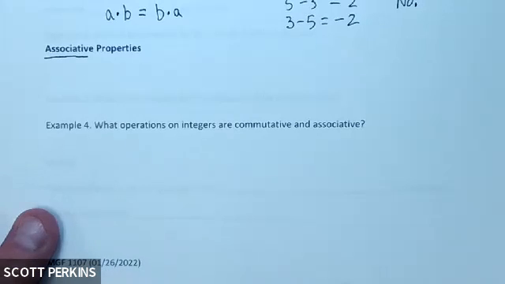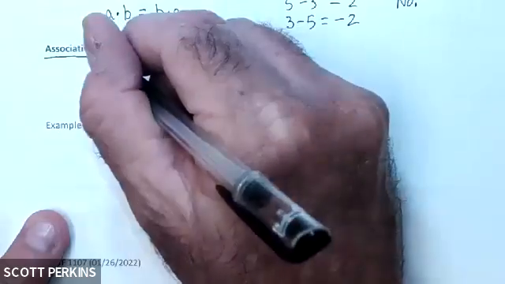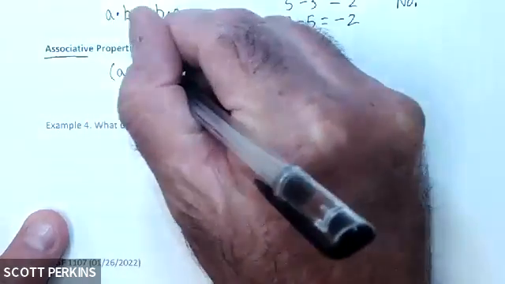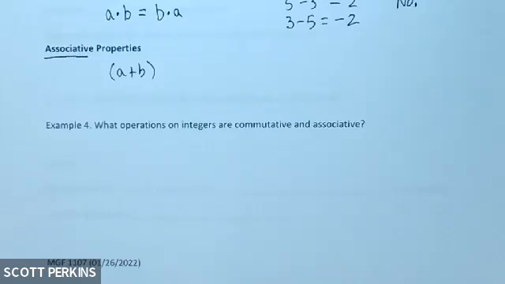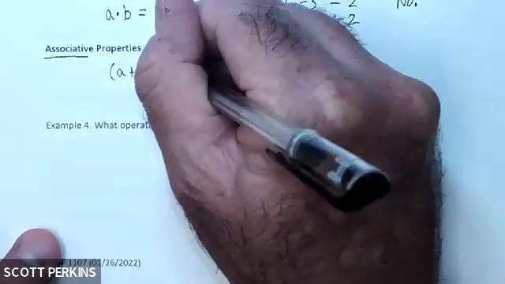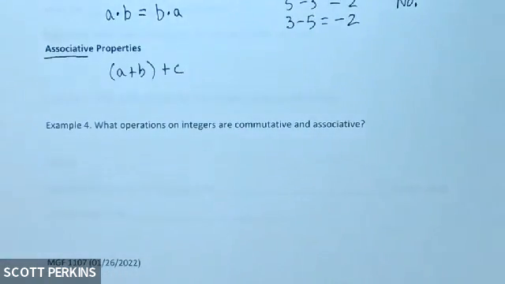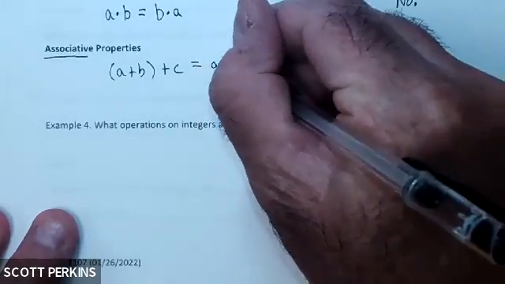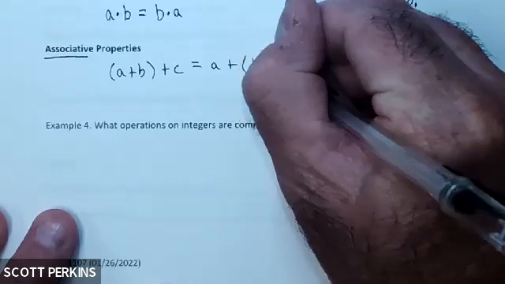So the associative property has to do with grouping. What this means is this: if I have A plus B in parentheses, grouped together, and then I add C, notice I'm not going to change the order of the three things. I am just going to change the grouping. So I'm going to have the A first still, plus, and then the B plus C is in parentheses.